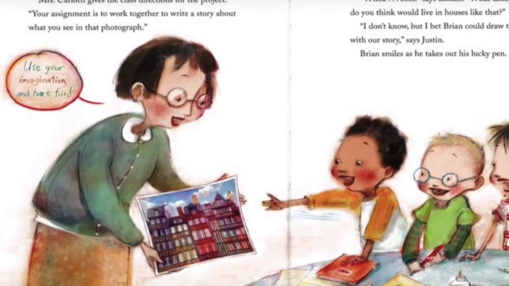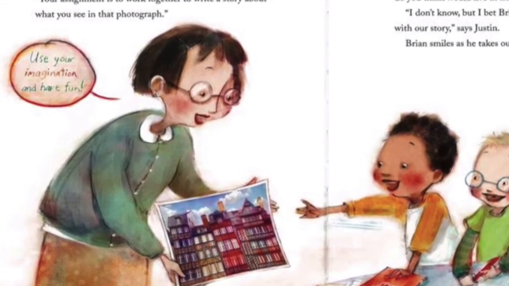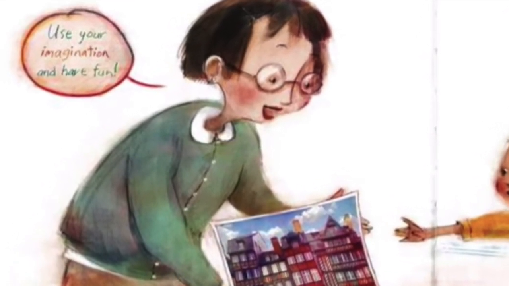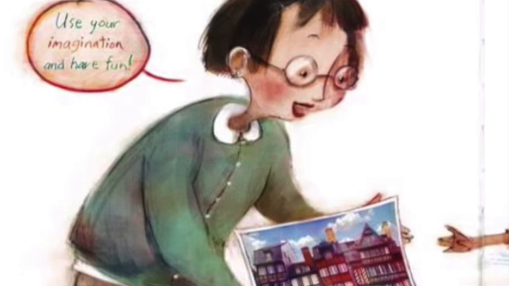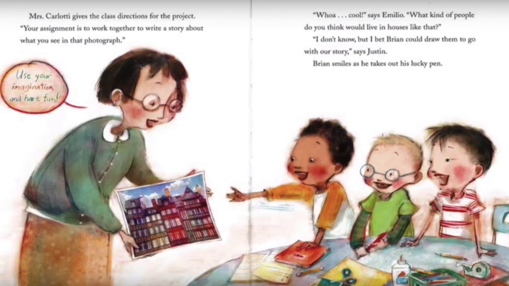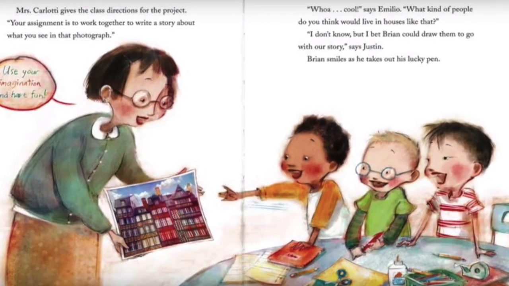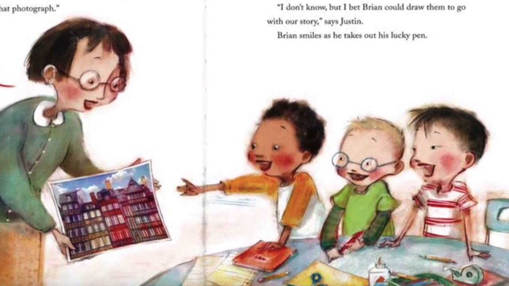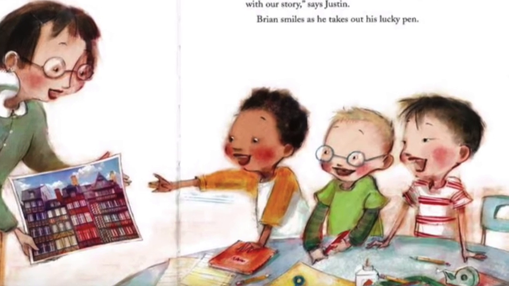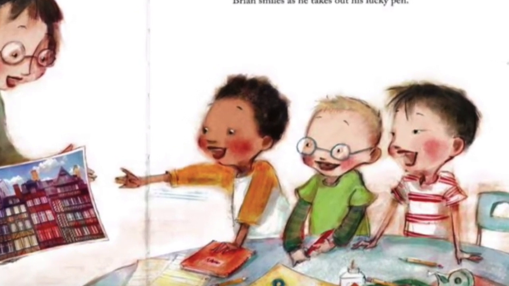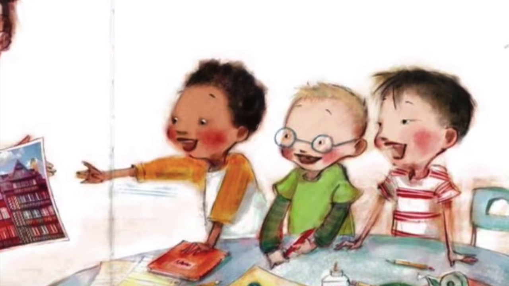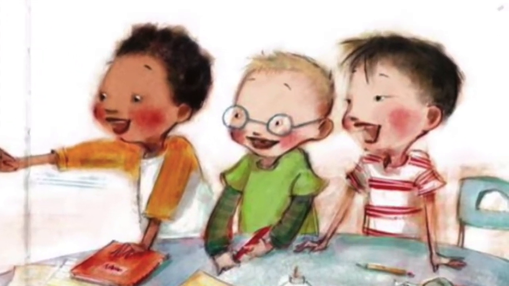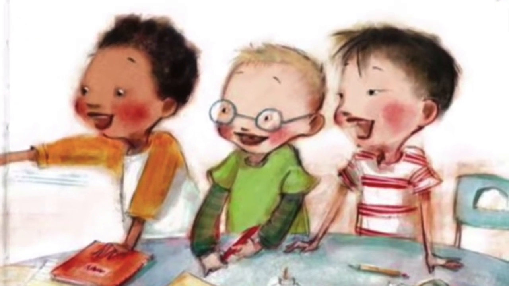Mrs. Carlotti gives the class directions for the project. Your assignment is to work together to write a story about what you see in that photograph. Use your imagination and have fun. Wow, cool, says Emilio. What kind of people do you think would live in houses like that? I don't know, but I bet Brian could draw them to go with our story, says Justin. Brian smiles as he takes out his lucky pen.